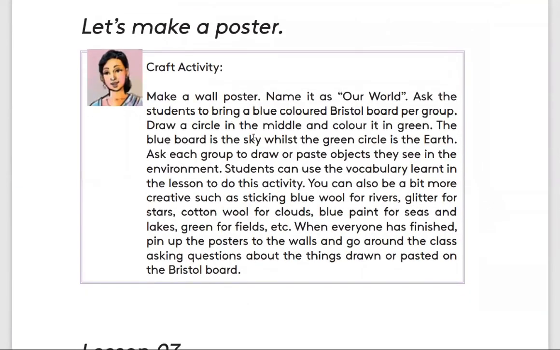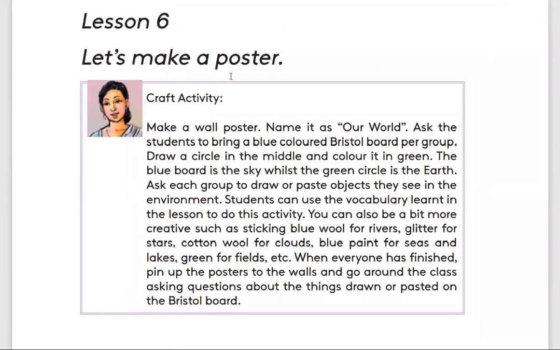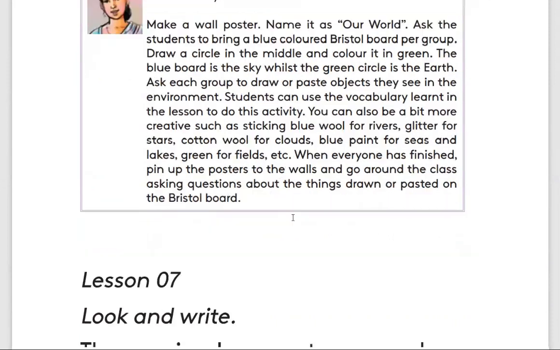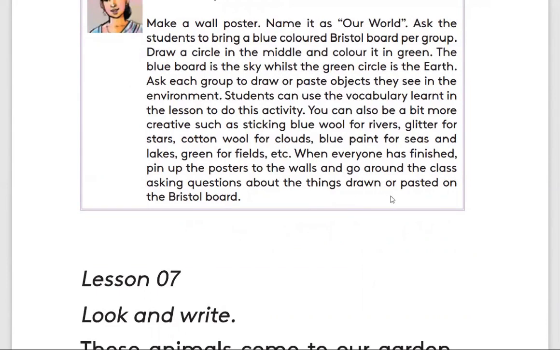Then the next one. Let's make a poster. Here also you can see a craft activity. You should take a blue colored bristle board and make our world. Draw our globe in the middle and color it in green, right? And you should draw or paste objects in the earth and the sky. The things in the sky should be put in the sky, and the things on the earth should be put on the earth. Right?